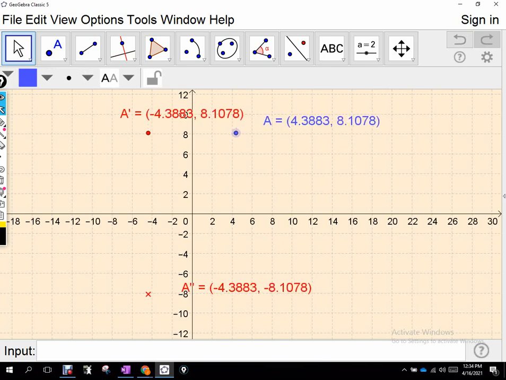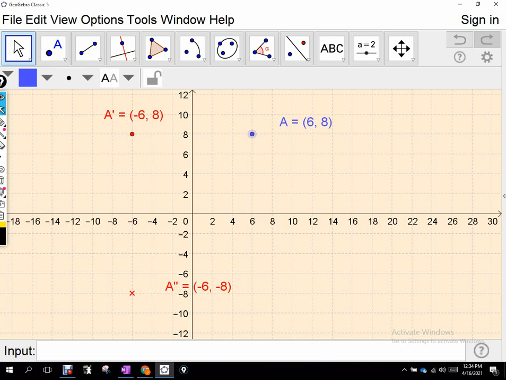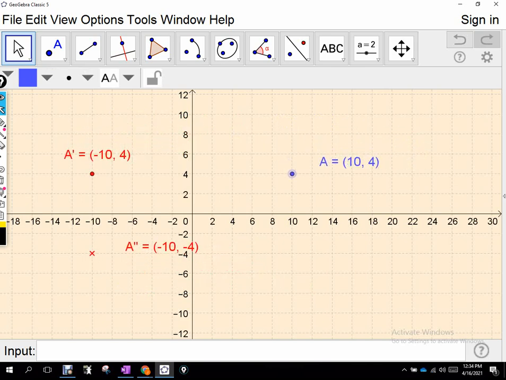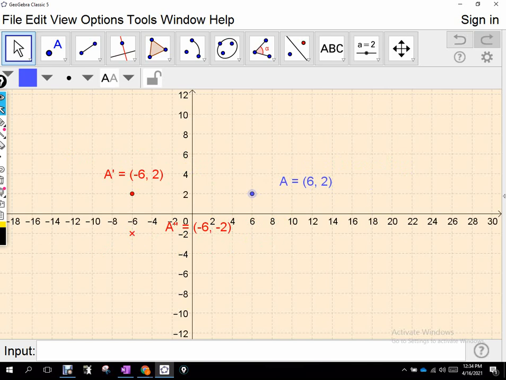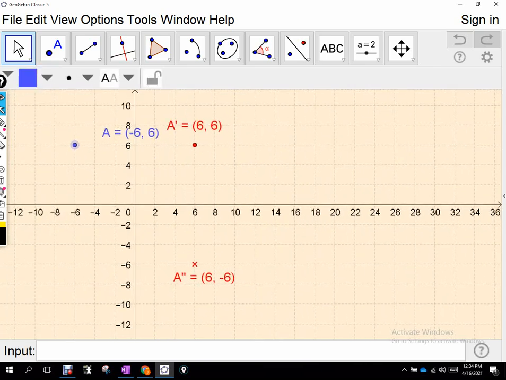Now let's move this around. Let's move that one around. Are they still both negated? Let's move it there. Are they both negated? Okay, so in the first quadrant, if I reflect over the x-axis and then the y-axis, or I guess I did y-axis, then x-axis, our final image is that both A and B are negated. What if I start over here? Does that still happen? Are they both negated? Started with -6, 6, and they become 6, -6.